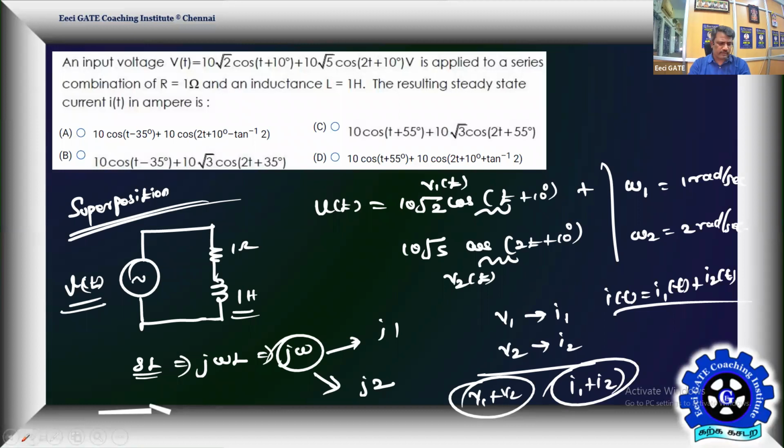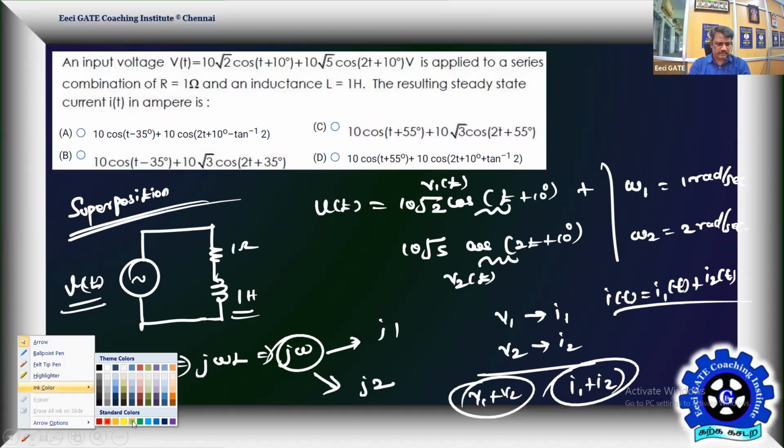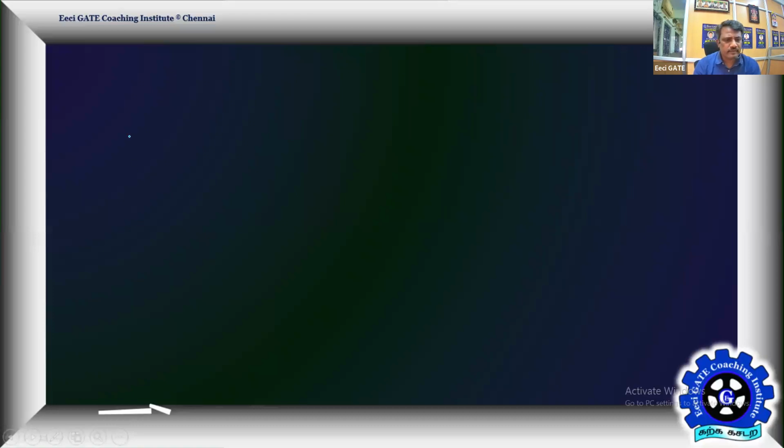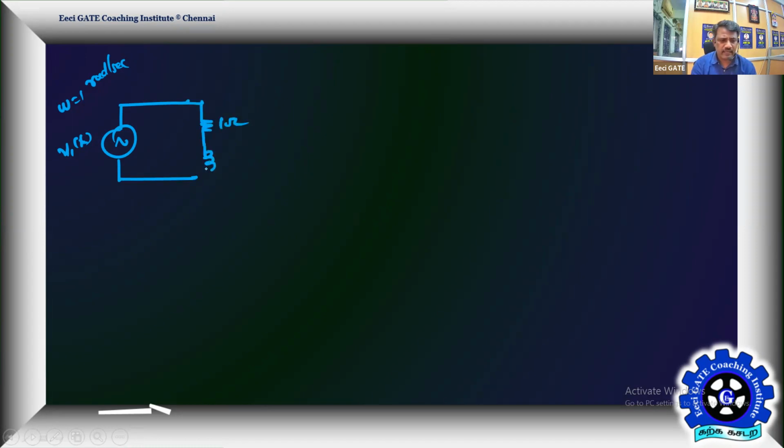So let me divide the problem into two parts. Same circuit, excited by signal V1 of t having omega equal to 1 radian per second. With that, the resistor is a frequency insensitive element, so the resistance offered by the resistor remains the same. The inductor offers an impedance of j1 ohms. That's your circuit for signal V1, and that is going to result in a current I1 of t.